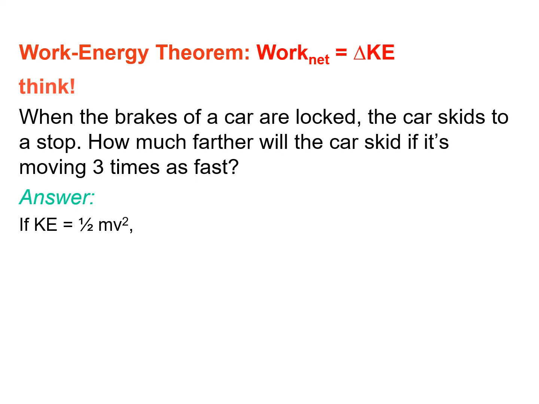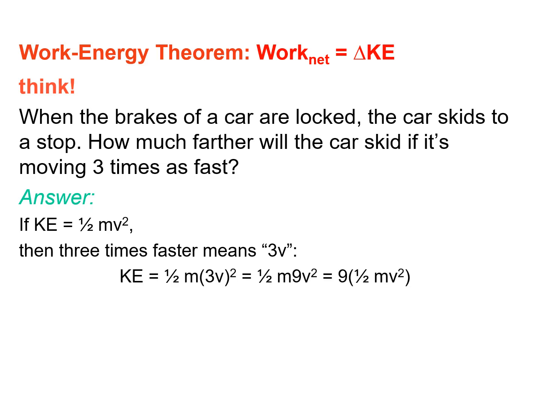If kinetic energy is mv squared over 2, or 1/2 mv squared, then what we're going to do is triple that velocity. So instead of putting v squared, let's put 3v in parentheses and square that. That would equal 9v squared. We can take that 9 up front if we want to, but the point is that if you triple the speed, the kinetic energy goes up by a factor of 9. That means that it will take 9 times the amount of work.